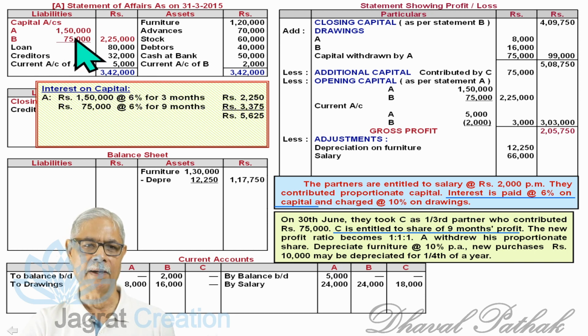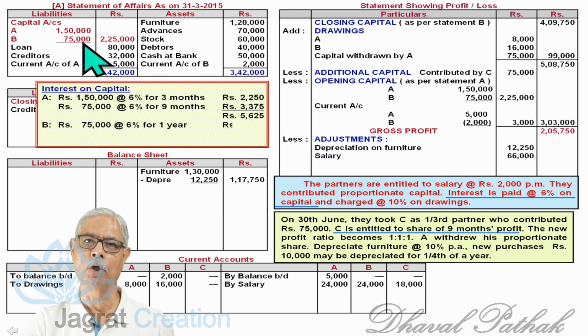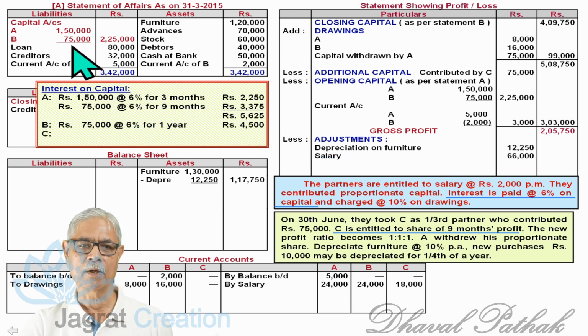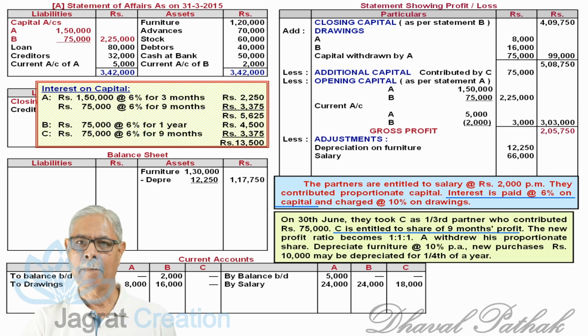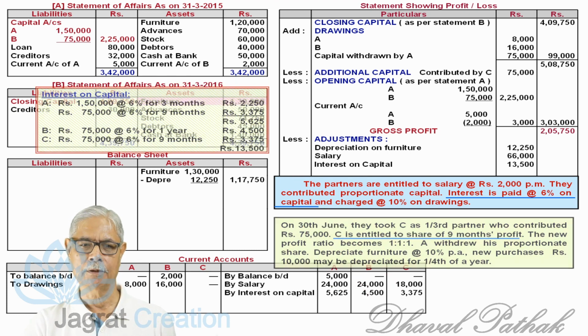Capital of B, 75,000, remains for the whole year. So 6% interest for the whole year. While in the case of C, he brought rupees 75,000 as additional capital that remained for 9 months. This total interest on capital will be deducted from the profit and it will be added to the credit side of the current capital account.